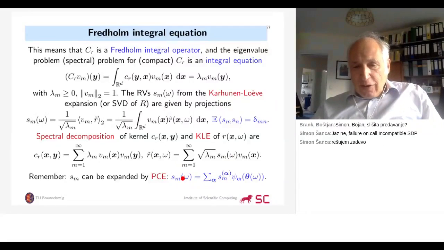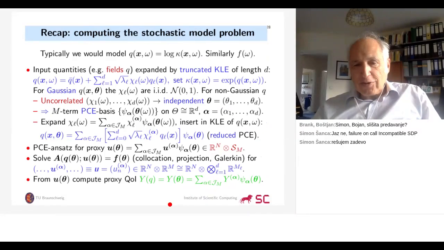Good. For our computations, we will do this, and then this expansion is inserted here. But the good thing is that now we need fewer random variables. This sum, of course, goes to infinity normally. We will truncate it for computational purposes at some r.